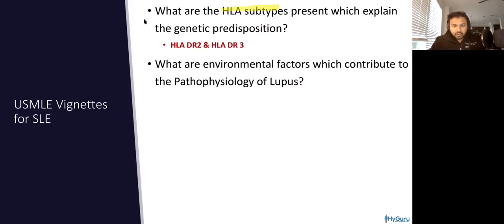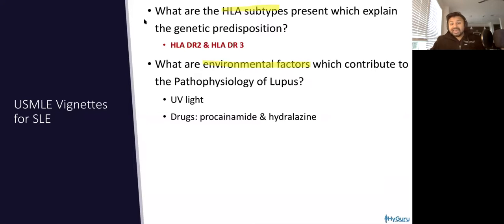What are the HLA subtypes present, which explain the genetic predisposition? That is going to be small detail, but important, HLA-DR2 and HLA-DR3. What are the environmental factors which contribute to the pathophysiology of lupus? So there's genetic and then there's environmental. So things like UV light, things like drugs, which specifically procainamide, which is an antiarrhythmic, hydralazine, an antihypertensive.